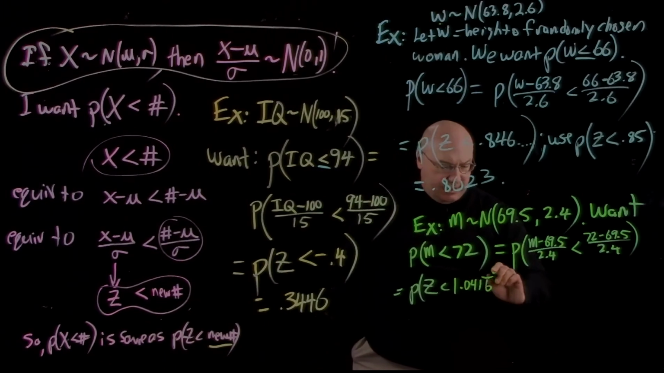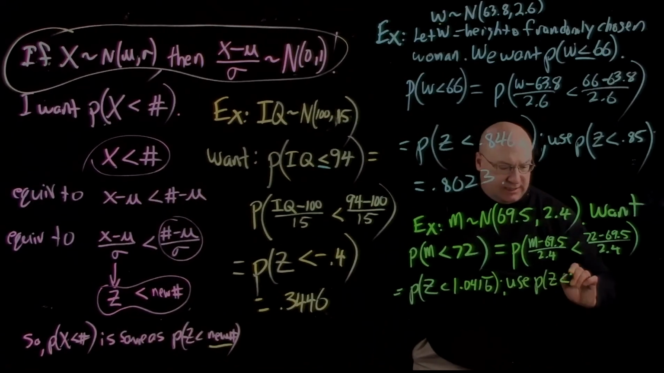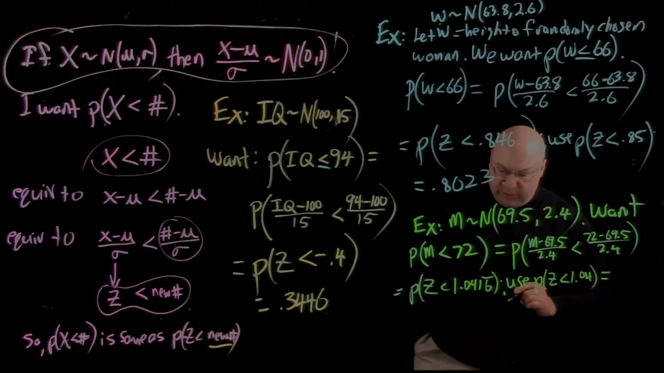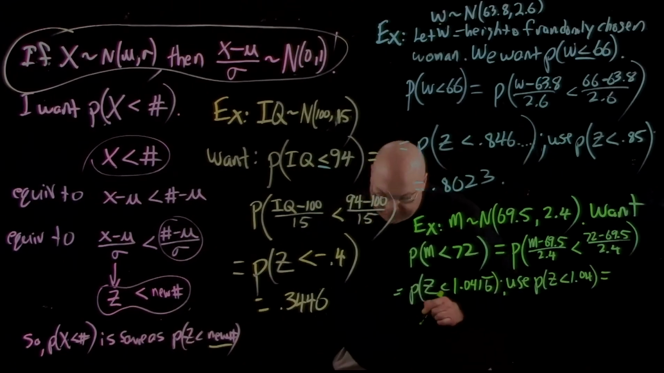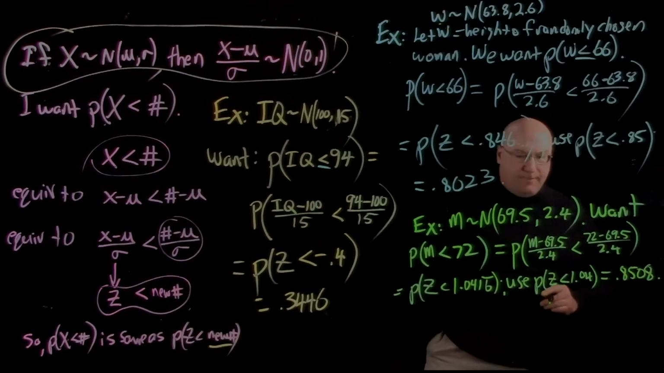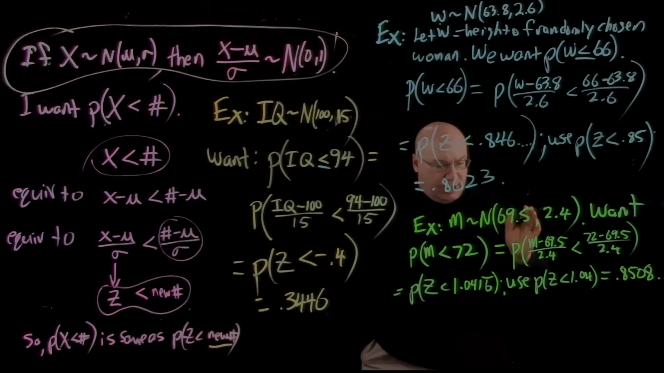1.0416, repeating. So again, we have to use probability Z less than 1.04. That's all the farther our table goes out. And what we get when we do that is 0.8508, assuming I didn't make an error. Okay. There you go, 3 examples. I hope you were able to work at least the last 2 without me.